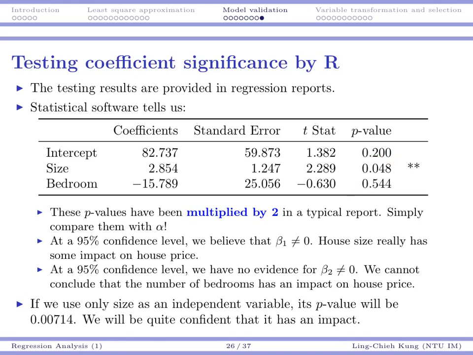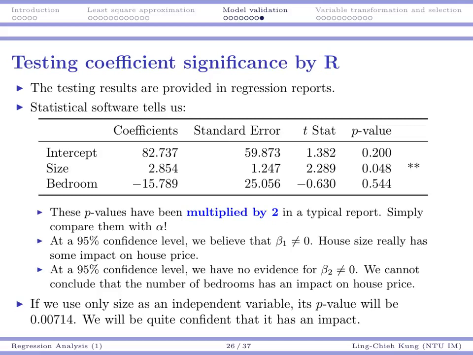Okay, these p-values have been multiplied by 2 because every time you do a regression, you are doing a two-tailed test to test whether beta is 0 or not. So all we need to do is to simply compare these numbers with alpha. This one is less than 5%, so in many cases we say it's significant. However, for bedrooms, this p-value is very large, so we do not have strong evidence showing that bedrooms has an impact. If we are using a 95% confidence level, then we say we are confident that beta 1 is not 0. House size really has some impact on house price. On the other hand, at 95% confidence level, we cannot conclude that beta 2 is not 0. So we have no evidence showing that bedrooms has an impact on house price.